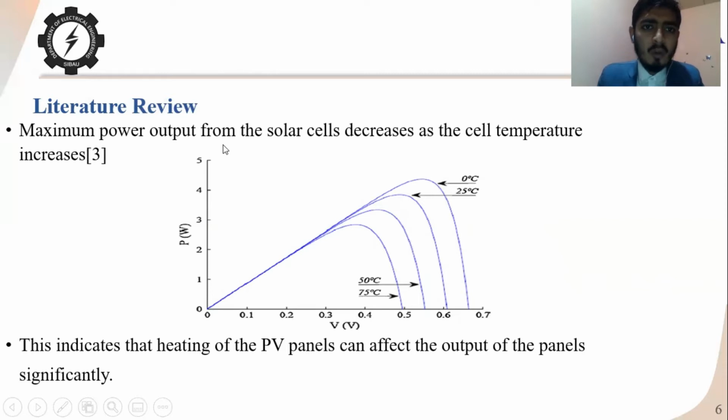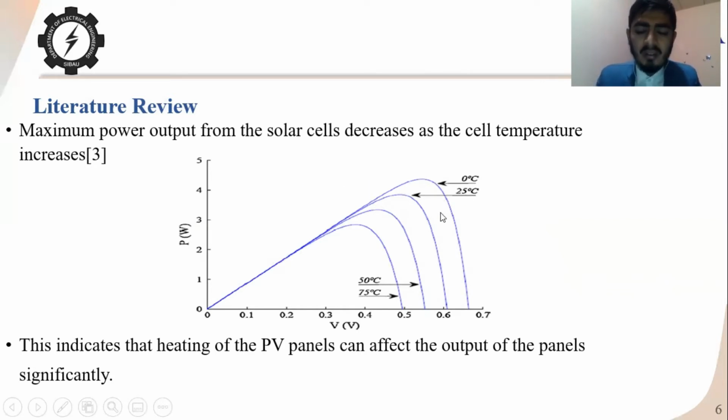Maximum power output from the solar cell also decreases as the cell temperature increases. So you can easily visualize from this graph that whenever the temperature is 0 degrees centigrade, it means the surface temperature is very much normal, so we are achieving maximum power.